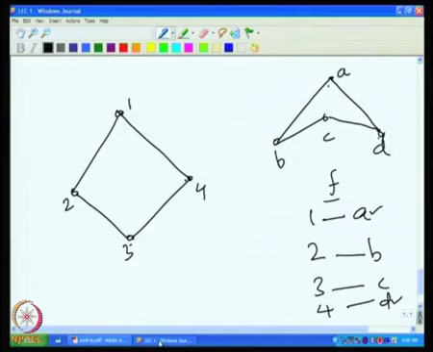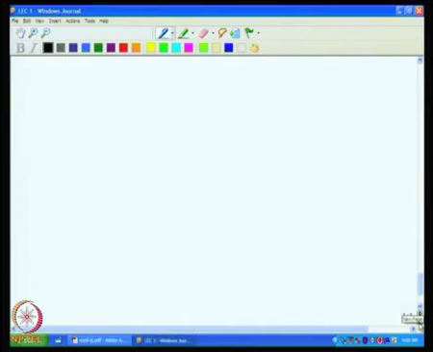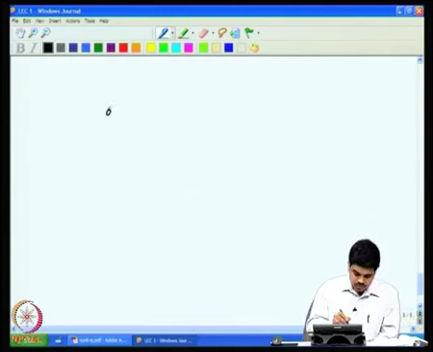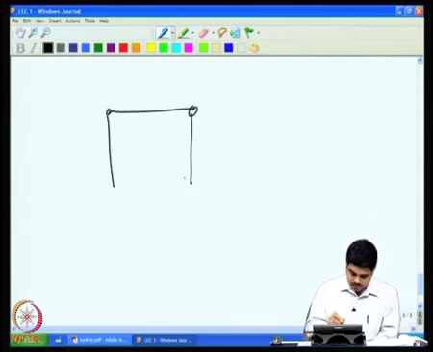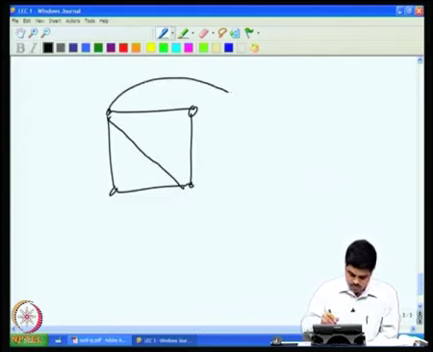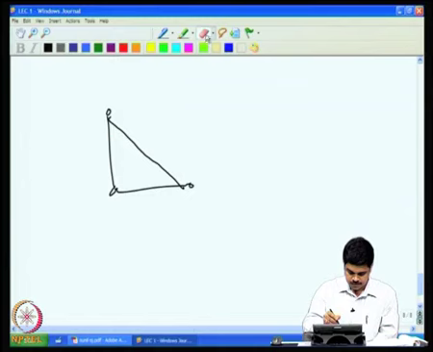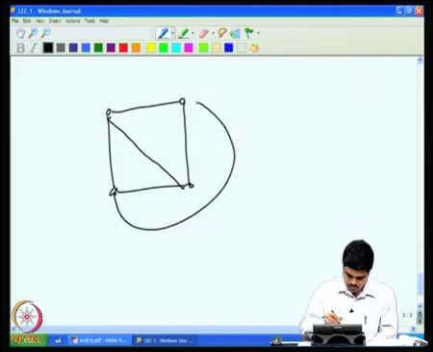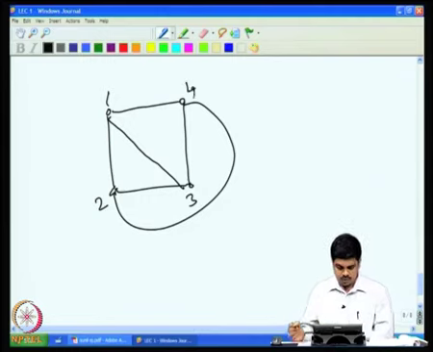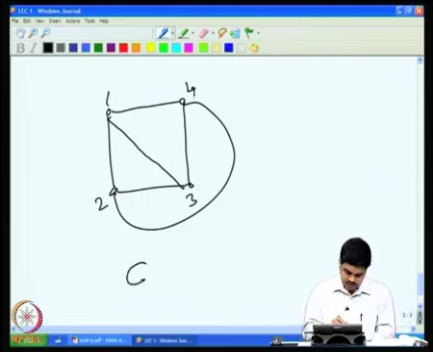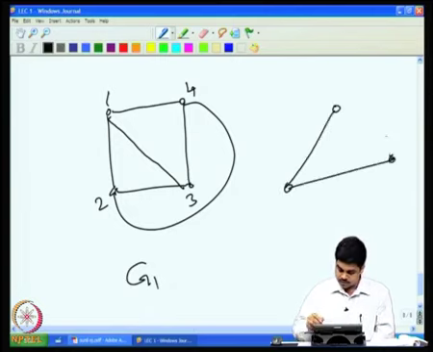We can take another example. Let us take this graph, with vertices 1, 2, 3, 4. Let this be G1, and then let me draw another graph like this.